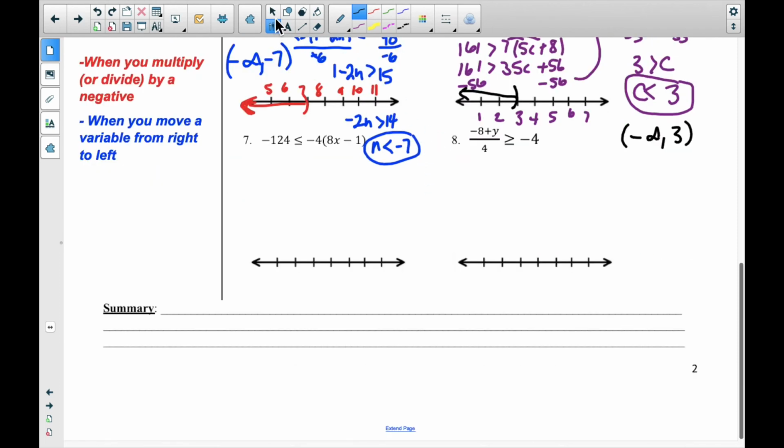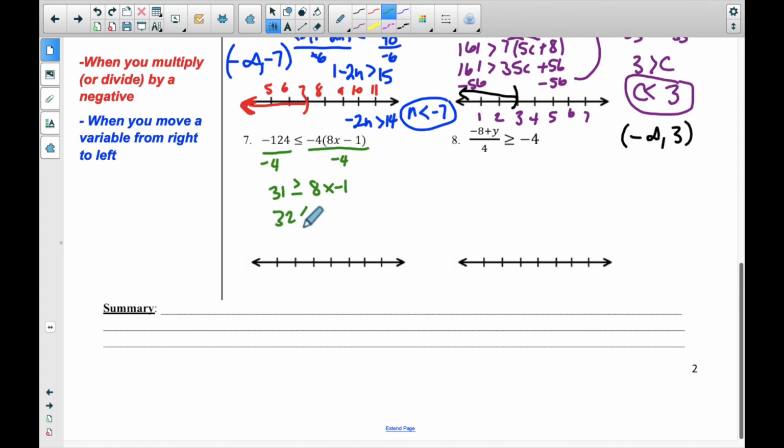Okay, 2 more examples. This first example, I'm going to start off by dividing by negative 4. And when I divide by a negative 4, what do I have to do? I'm going to have to flip my signs. So I know that that is a positive 31. But since I divided by a negative, I point the other way, and I get 8x minus 1. Now I'm going to add my 1 to the other side and divide by 8.